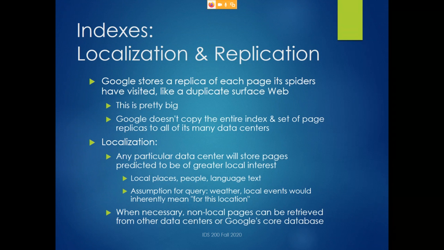So Google applies the principle of localization. Any particular data center is going to store those pages that are predicted to be of greater local interest. For example, things that are about local places or local people, or in the local language text, or have a history of being requested locally. That's what Google is going to use.